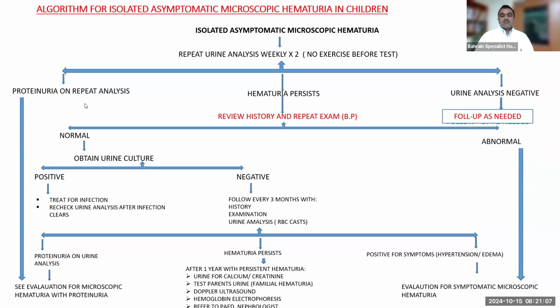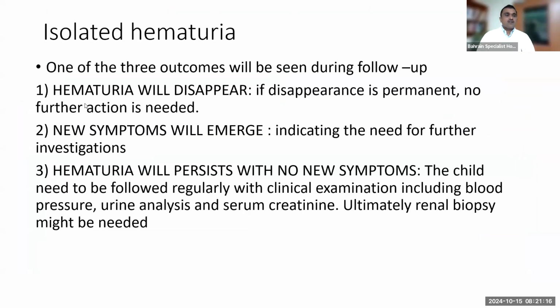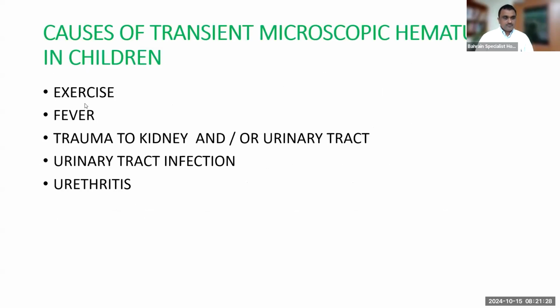And if the examination is positive for symptoms like hypertension, edema, you have to go for the next slide, which is showing symptomatic microscopic hematuria. So if there is isolated hematuria, these 3 outcomes will be there. The hematuria will disappear completely, or new symptoms will emerge, or hematuria will persist without any new symptoms.